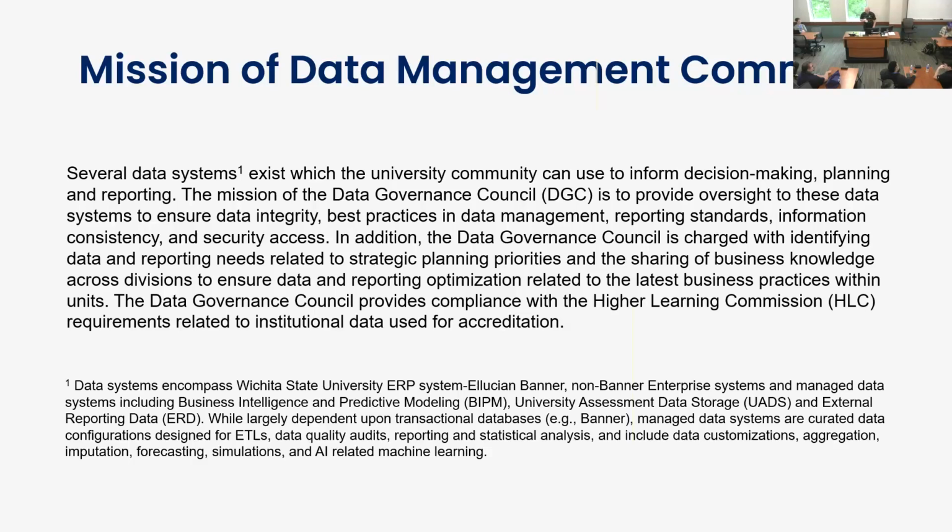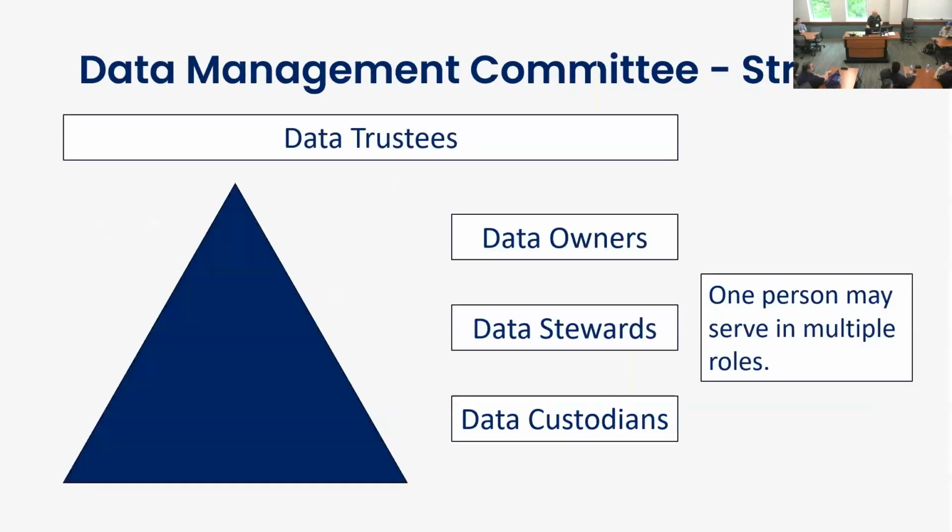The little footnote basically says it applies to all of our data systems, not just a few, all of them. So that's the quick bullet points on what that says. Our structure looks like this. We have data trustees at the top, data owners, data stewards, and data custodians. It's very possible that one person serves at multiple levels and capacities at our university in those levels.